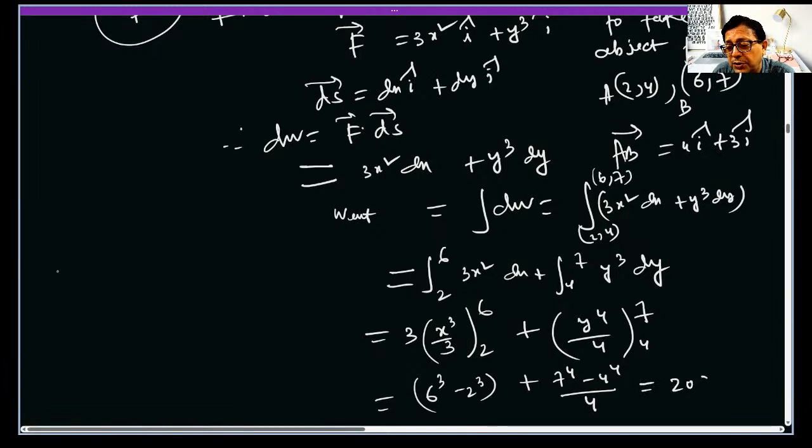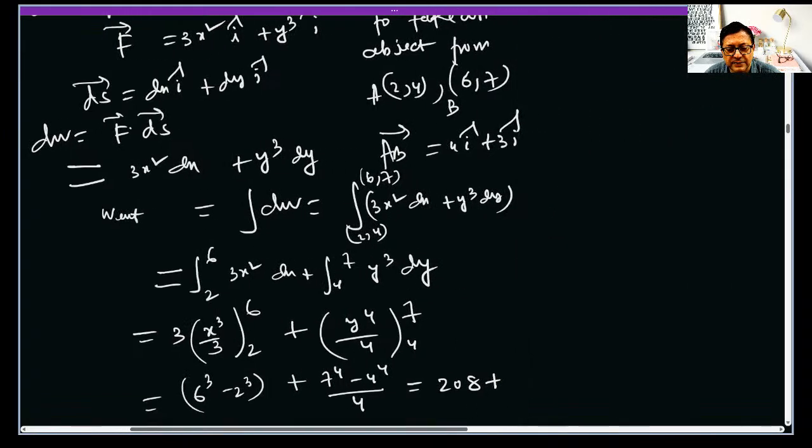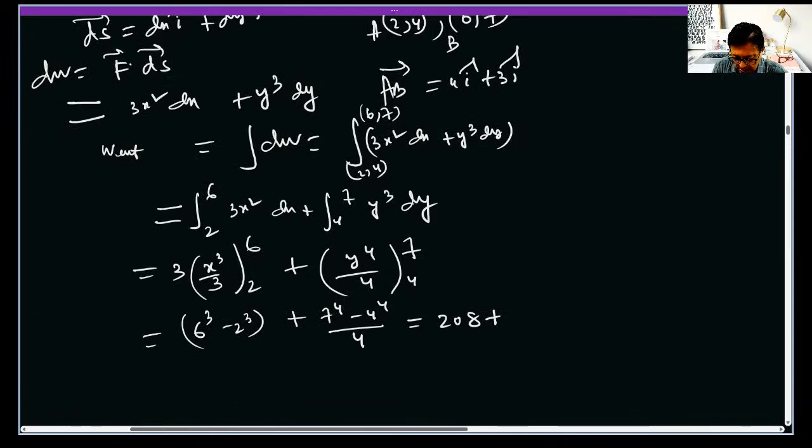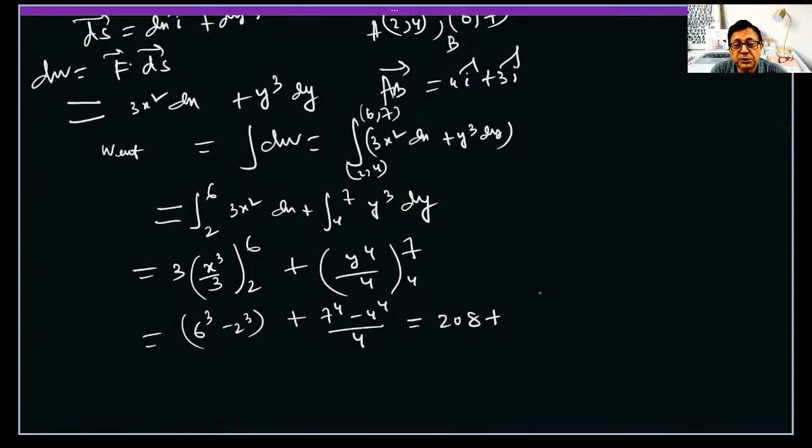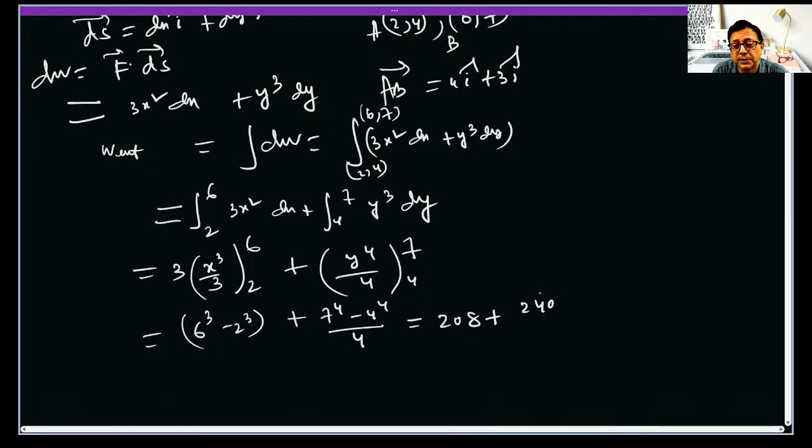216 minus 8, 208. For this part, let me use the calculator. Just a minute. This is 2401. That 2401 minus 256.